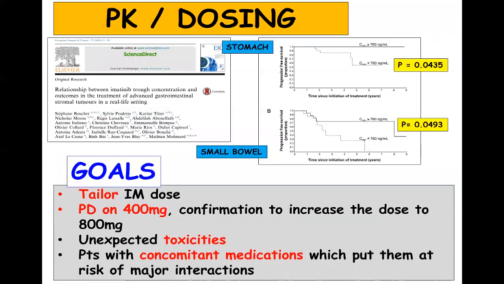We have some articles about pharmacokinetics and dosing of imatinib in the plasma, for example in stomach and small bowel GIST. The goal of this dosing is to tailor the imatinib dose: in case of progressive disease on 400 milligrams and confirmation to increase the dose to 800 milligrams, in case of unexpected toxicity, and in case of patients with concomitant medication which puts them at risk of major interaction.